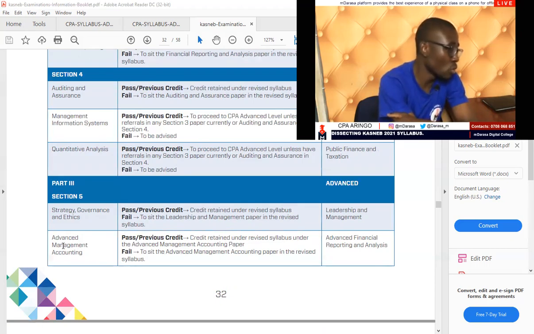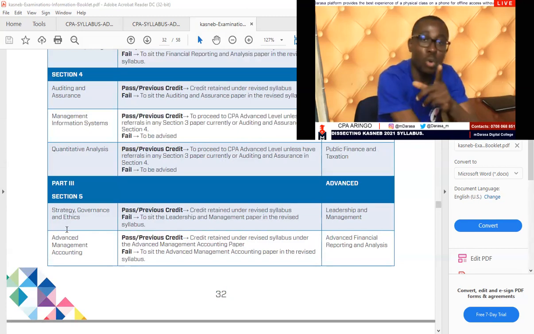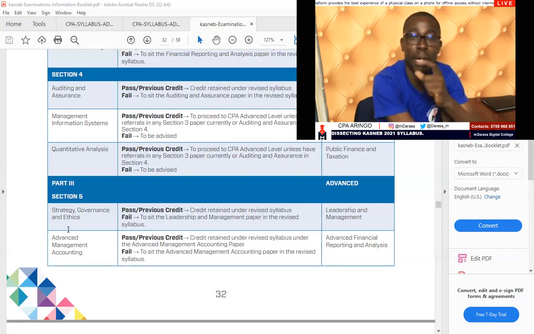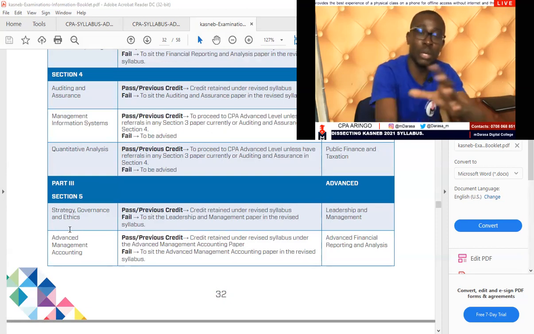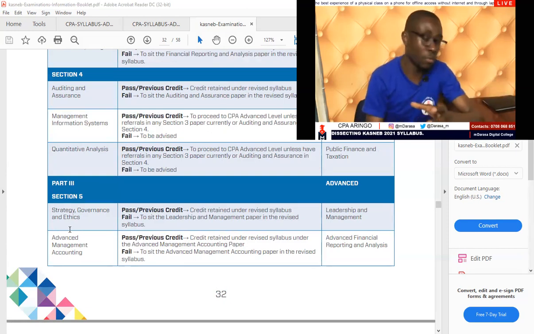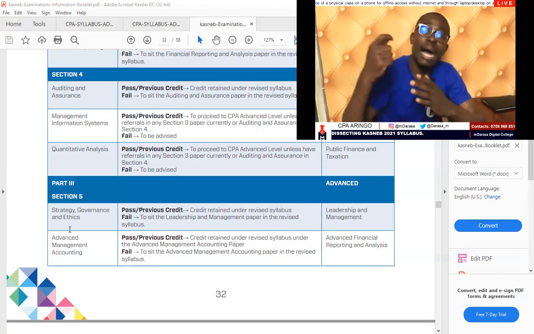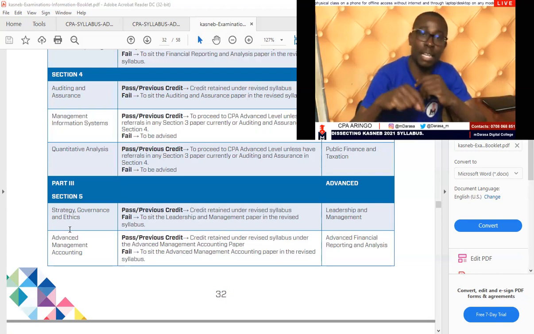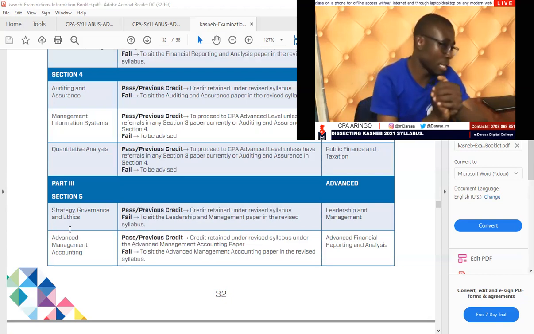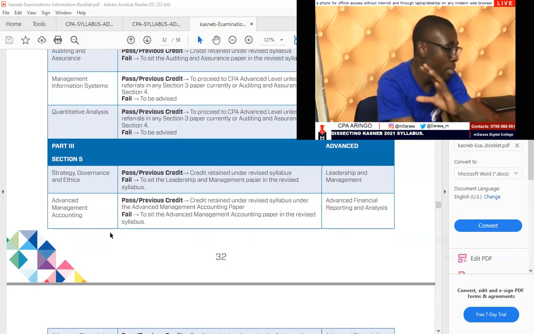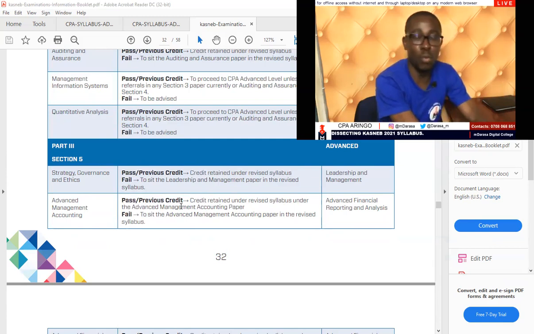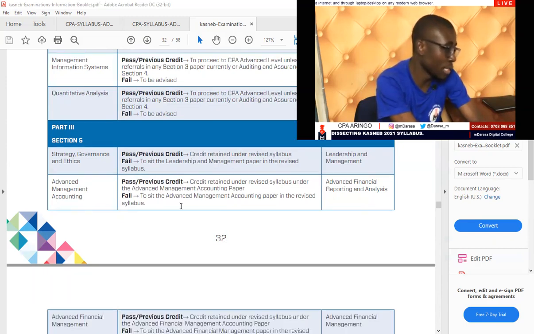So in this event, you'll find that if you did your MA, probably in August, and you fail, you're going to redo the same paper, MA. You're not going to do the whole papers for section 5. You're going to redo MA. But remember, you're going to redo MA under the revised syllabus. Then if you had passed MA, of course, you're going to retain your credit.